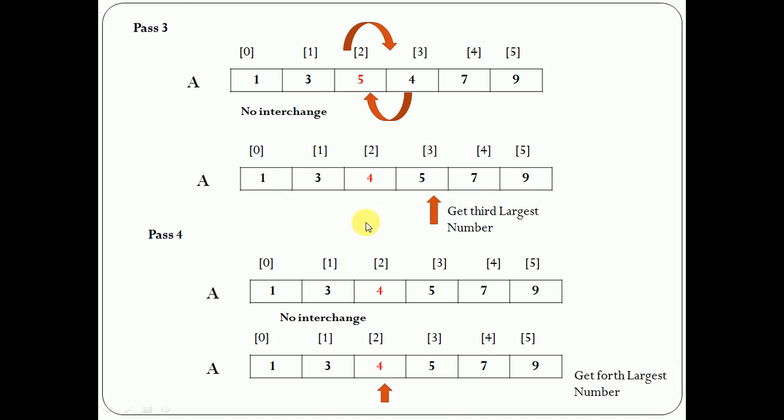Then in the next pass, pass third, there is an interchange, and after completion of pass 3 we get 1 3 4 5 7 9. That is, we get the third largest number at position n minus 3, that is A of 3. And then in pass 4, there is no interchange, and we get the same 1 3 4 5 7 9 and get the fourth largest number.